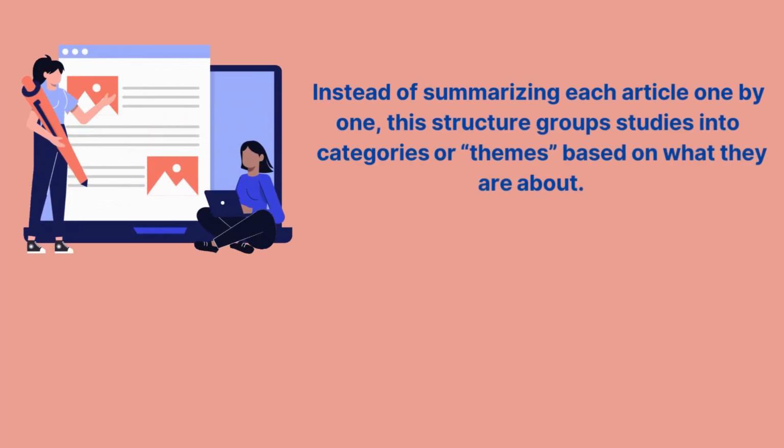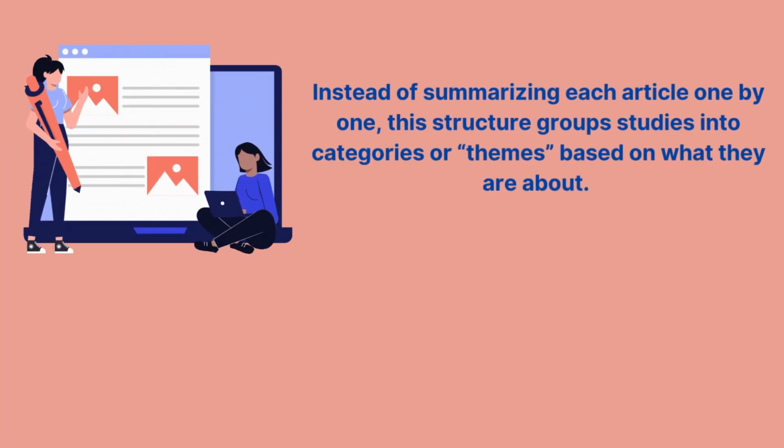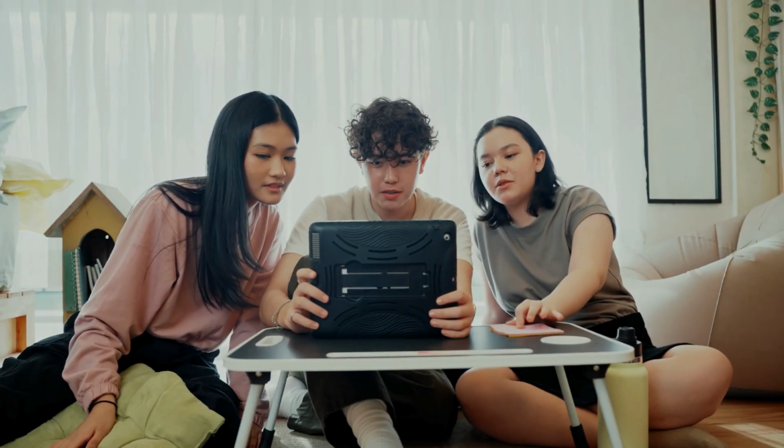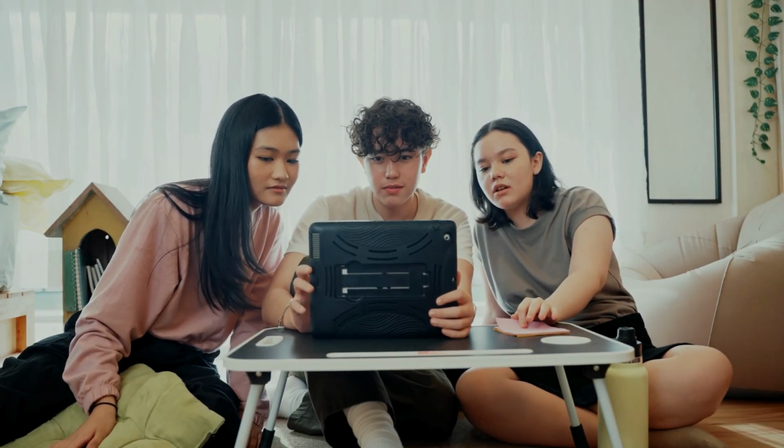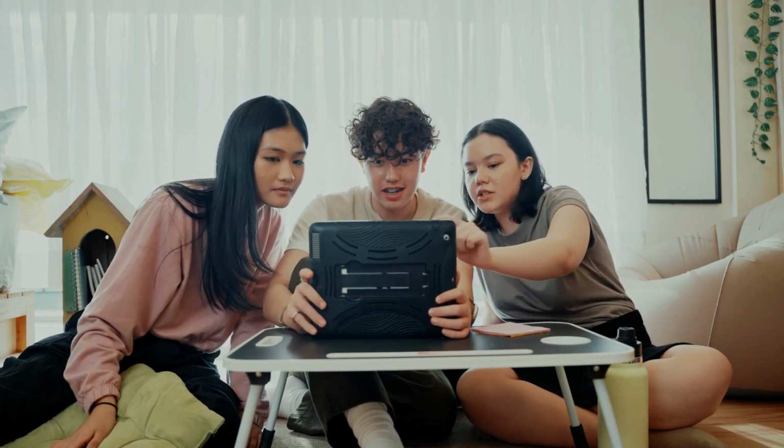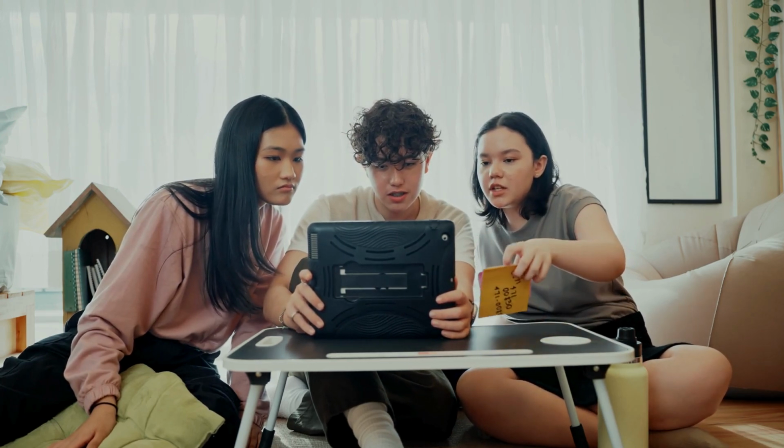Instead of summarizing each article one by one, this structure groups studies into categories or themes based on what they are about. This is helpful because it allows you to compare and connect different studies more clearly. Below is how you can break it down using 5 useful themes. Theme 1, Definition and Background.